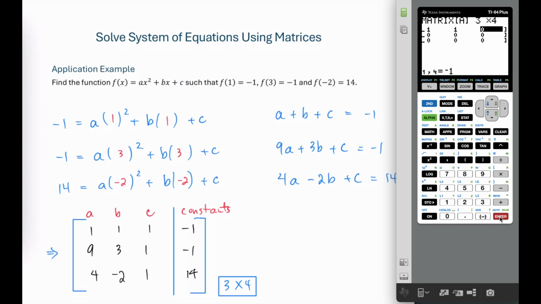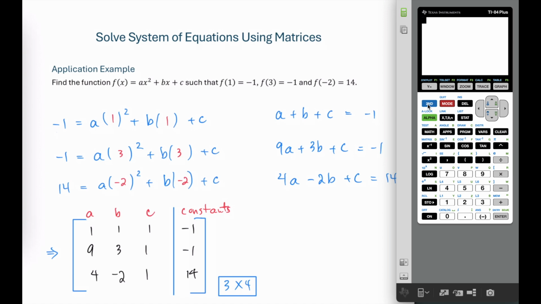The calculator automatically then wraps around to the second row, and then we put in 9, 3, 1, -1, that second row. The calculator wraps us around to the third row, and we input 4, -2, 1, and 14. Then we want to exit out of here, so second quit, to the home screen, and then pull this matrix to the home screen to check our calculator input.